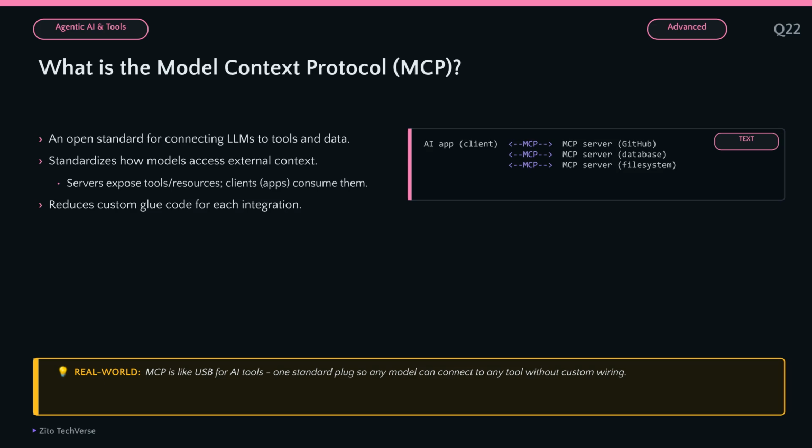Question 22. What is the Model Context Protocol? Known as MCP, it is an open standard that provides a universal way to connect models to external tools and data, removing the need for custom, bespoke integrations.